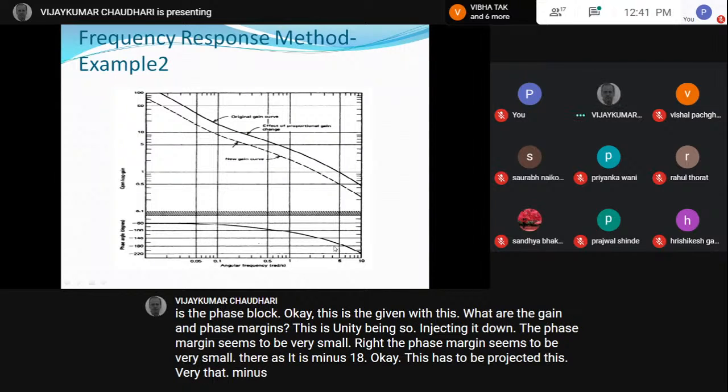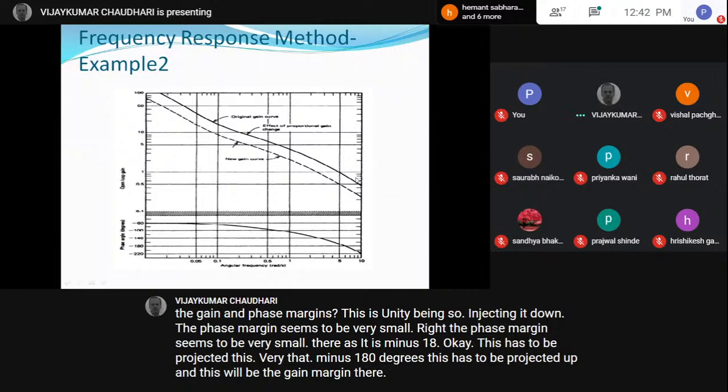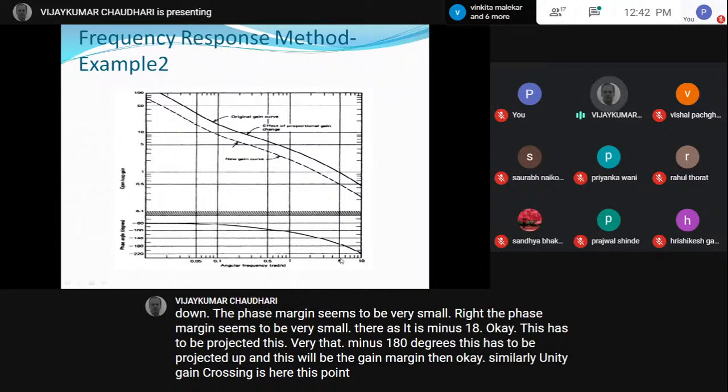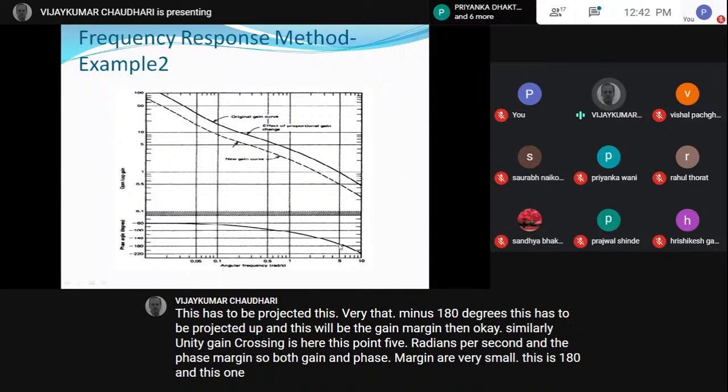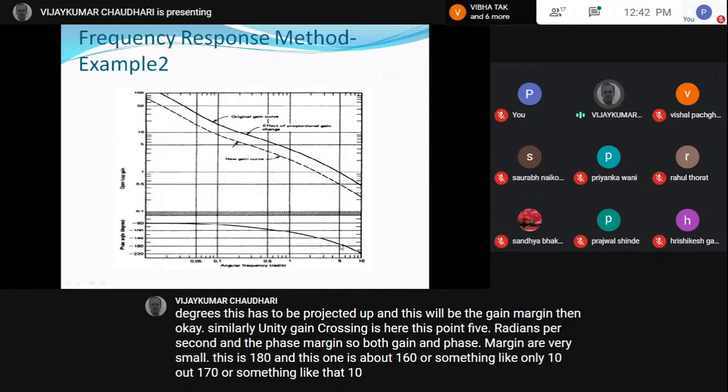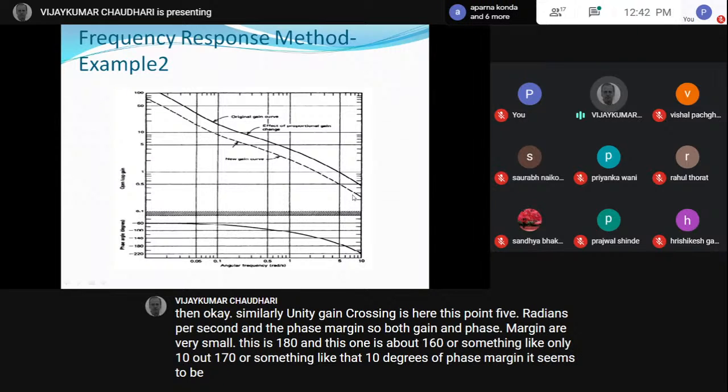Minus 180 degrees. This has to be projected up, and this will be the gain margin then. Similarly, unity gain crossing is here, this point, 5 radians per second, and the phase margin. So both gain and phase margin are very small. See, this is 180 and this one is about 170 or something like that. 10 degrees of phase margin it seems to be, and gain margin is also higher than 0.56.